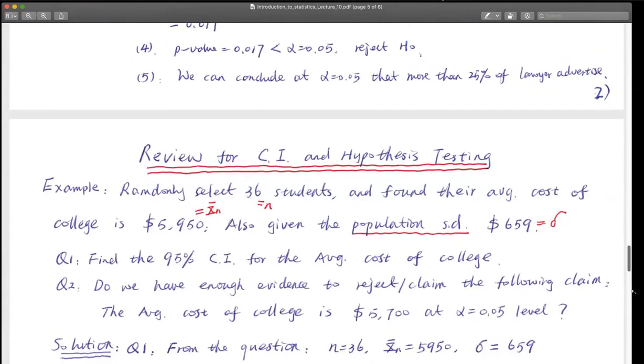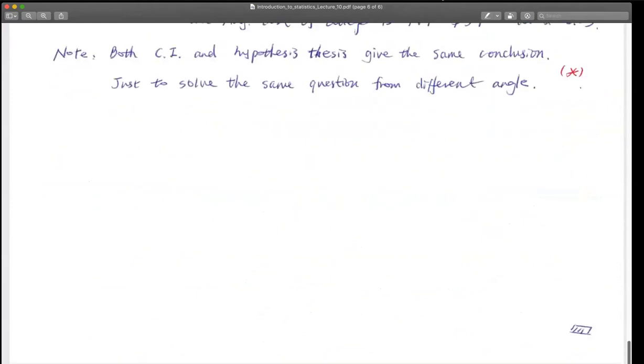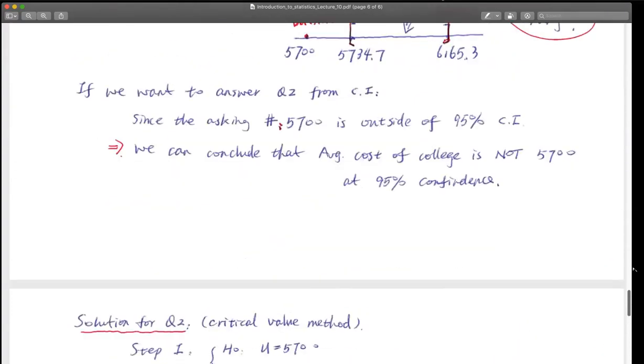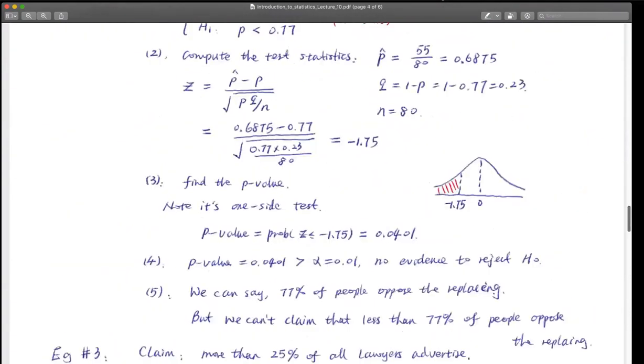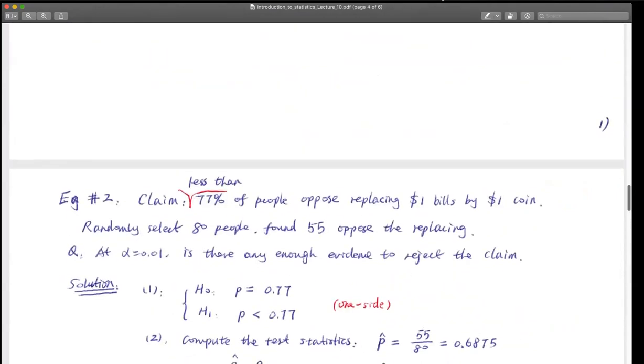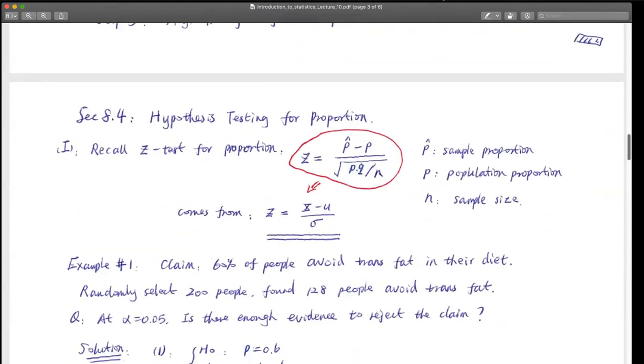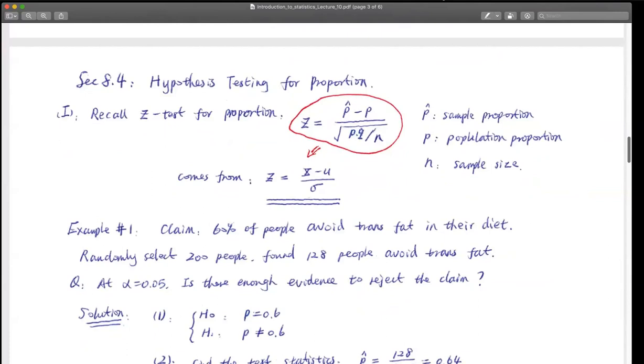Let me see, do we have that section here? Let me double check that. Hold on. Did I miss something here? Yes, let's cover 8.4 first, everybody.